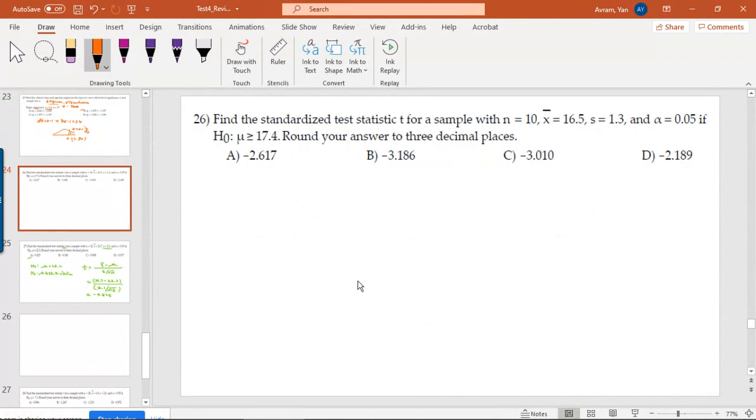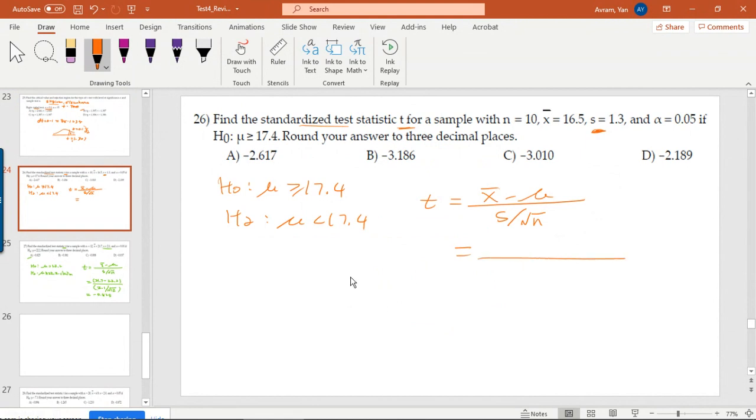All right, one more question in here. Find a standardized test statistic t for n is 10, x bar is 16.5. Look at it. This is t because it's giving you the s, right? And the null hypothesis is mu greater than or equal to 17.4, my alternative is mu less than 17.4, okay? And this one, you just need to find a t value. It didn't ask you anything else, just need a t value. So t value is x bar minus mu over s divided by square root of n. It's very similar to the z-score, but using s instead of sigma, okay?